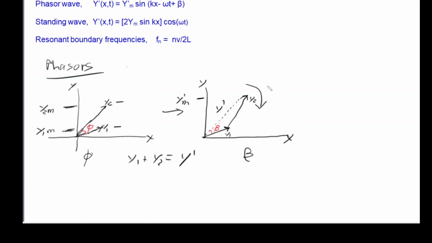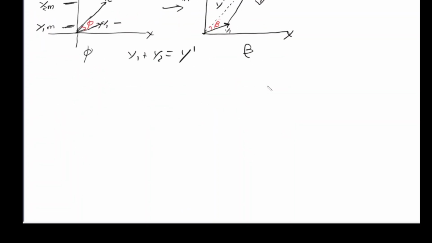Now, let's see how that works. So here's our vector y prime, and this is at time 1. We'll say t equals 0, but we'll call it time 1. Okay, if this moves here to time 2, and we plot x and y with respect to time, here's x, here's y. At time 1, or t equals 0, that's going to be at the maximum.